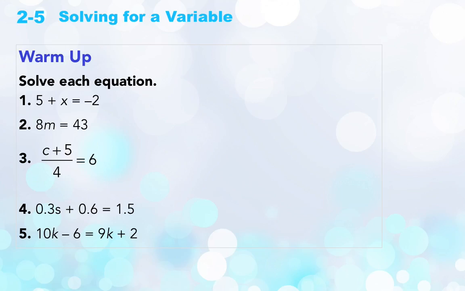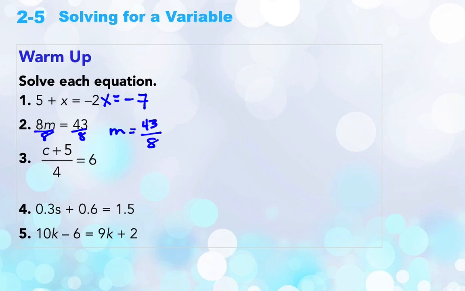So for number one here, we're solving for x. We're going to move the 5 over, it's -2 minus 5, and that's going to be -7. x is -7. Number 2 here, 8m equals 43. Well, we're just going to simply divide both sides by 8. So m is going to be 43 over 8.